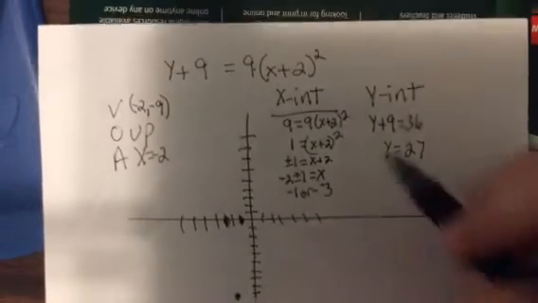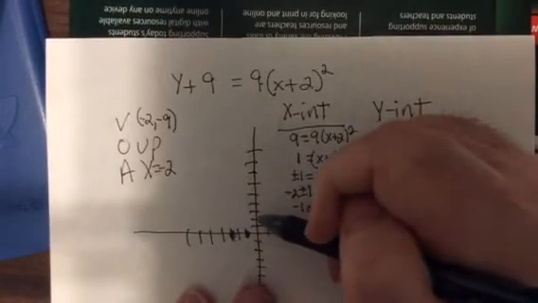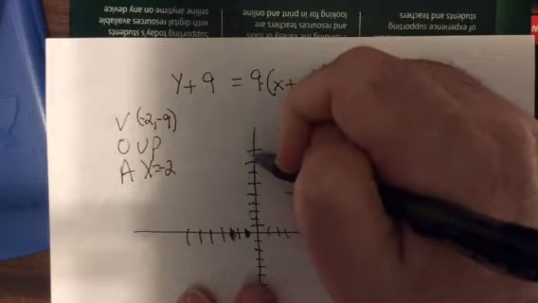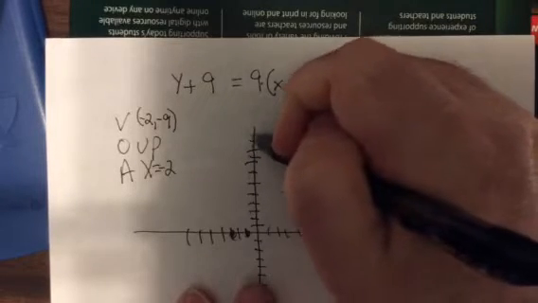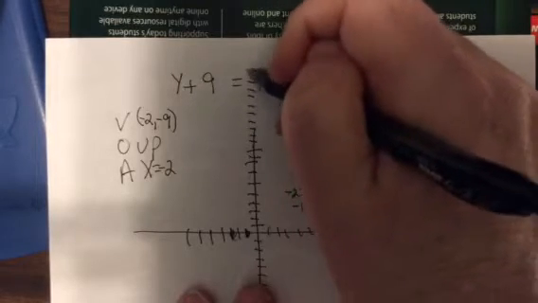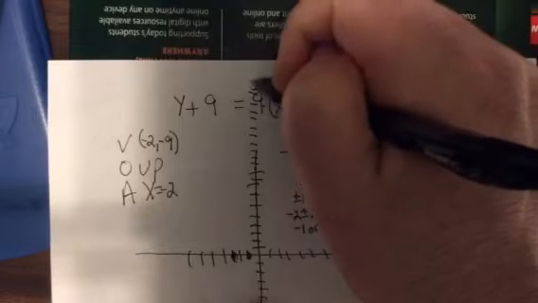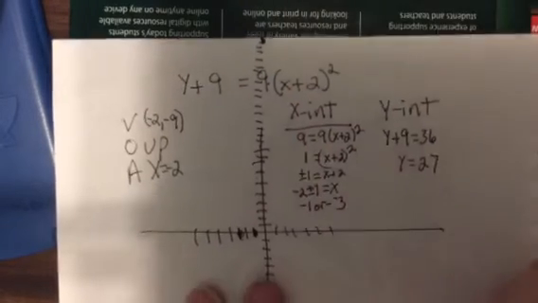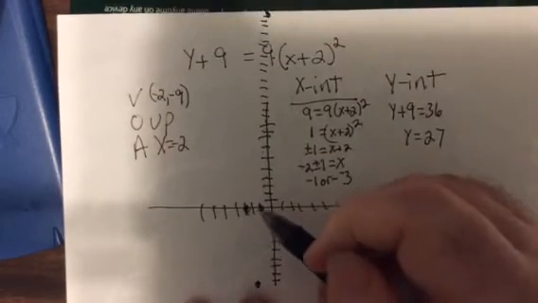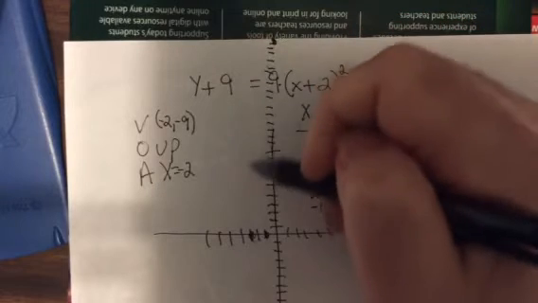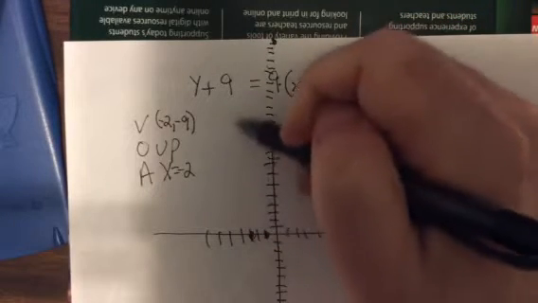Holy cheese in a bucket. So, 1, 2, 3, 4, 5, 6, 7, 8, 9, 10, up through 25. Well, we're off page. We'll put it right there. Now, if there's a point 2 units to the right, there better be a point 2 units to the left.